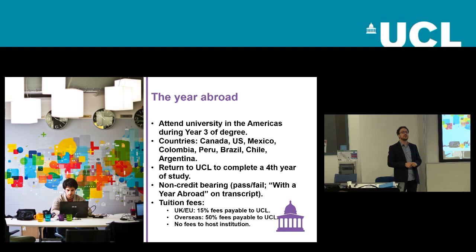Now, of course, you have to cover your accommodation and your food and transport and all that type of thing when you're abroad. But in terms of tuition fees, this works out, I think, as very good value, especially if you end up at a US institution where the tuition fees are sky high compared to our British tuition fees. So that's the year abroad, and again, something that people may have some questions about at the end.